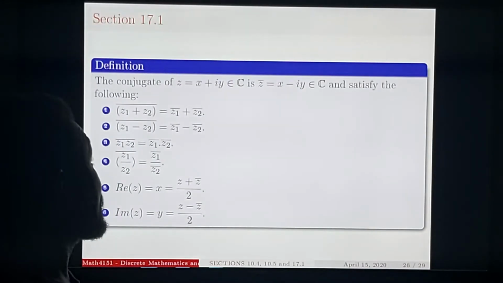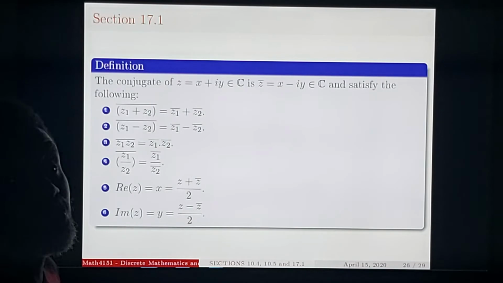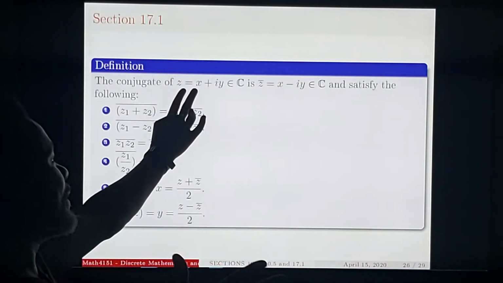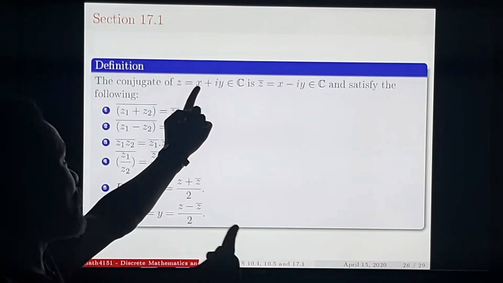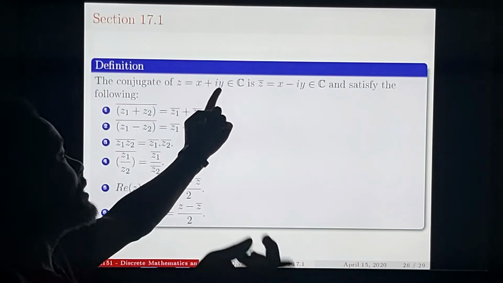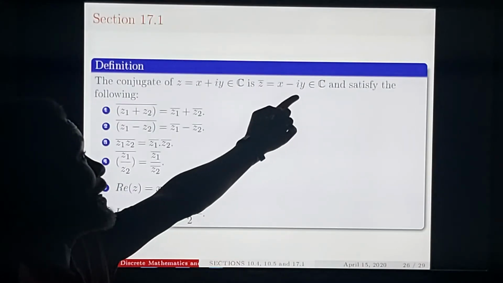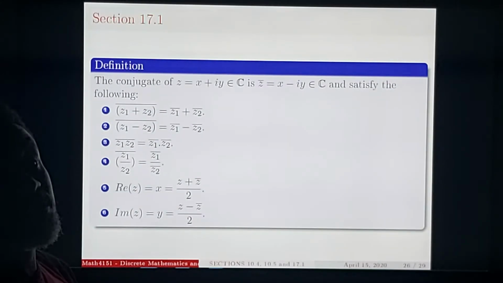Well, we're almost done, but not yet. The second last definition is what you call the conjugate. We already saw the conjugate anyway. So any complex number expressed in the form x plus iy has a complex conjugate, denoted by z bar, which is x minus iy. And it satisfies the following properties.